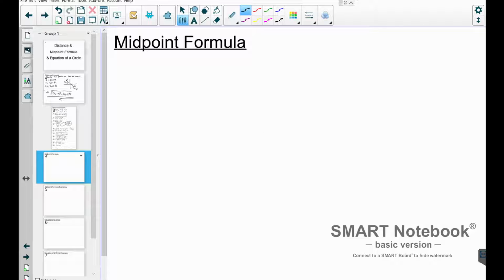Let's move on to midpoint formula. This one I believe is a little bit easier to remember. At least it always was for me. I'm not quite sure. So midpoint formula gives you the midpoint of a line segment.